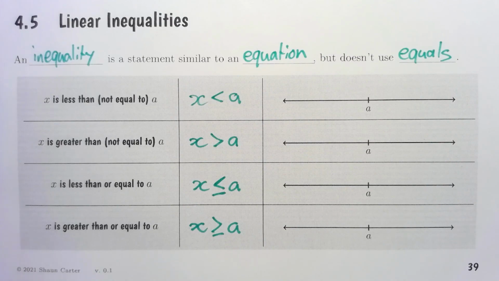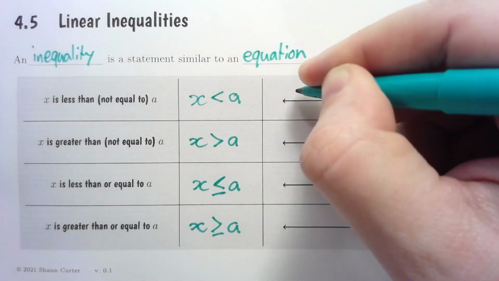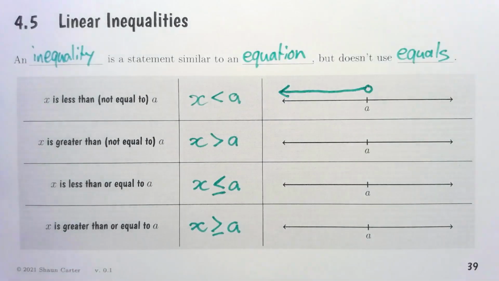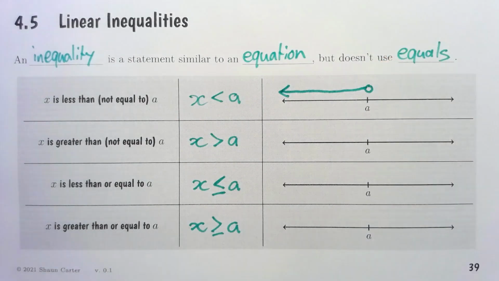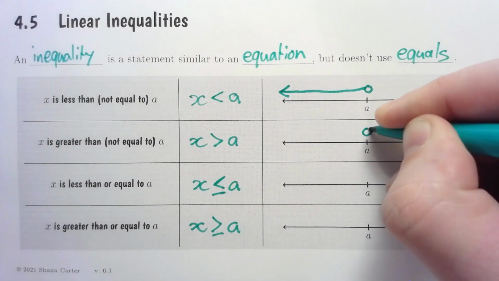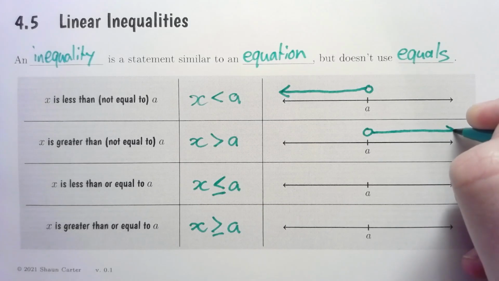For x is less than a, we're going to draw an open point at a, and we're going to draw an arrow showing the values that x can take. The reason we use an open point is to show that x cannot actually be a itself. It can get as close to a as we like as long as it's less than a, but it can't be a itself. For greater than, we draw this the same way, but for values greater than a, our arrow will go to the right.